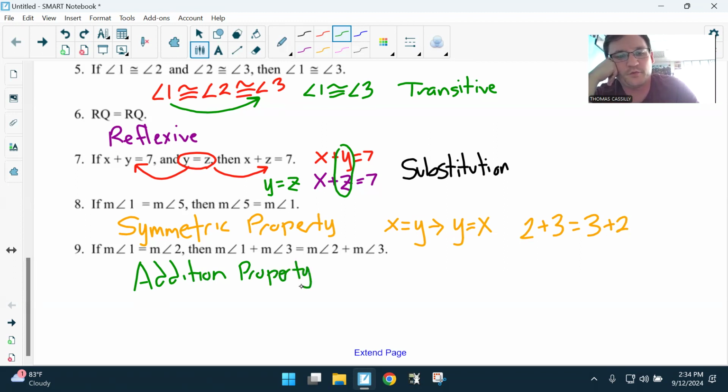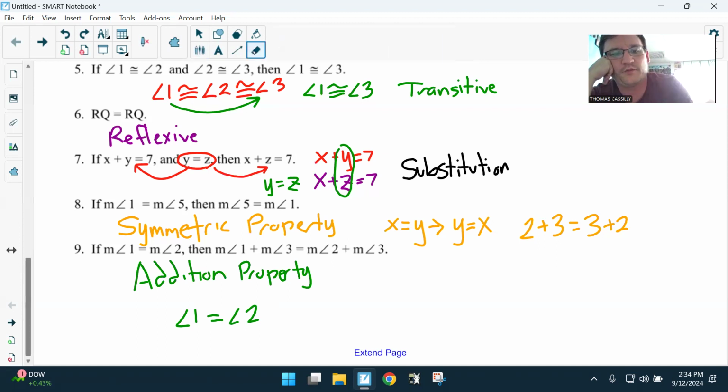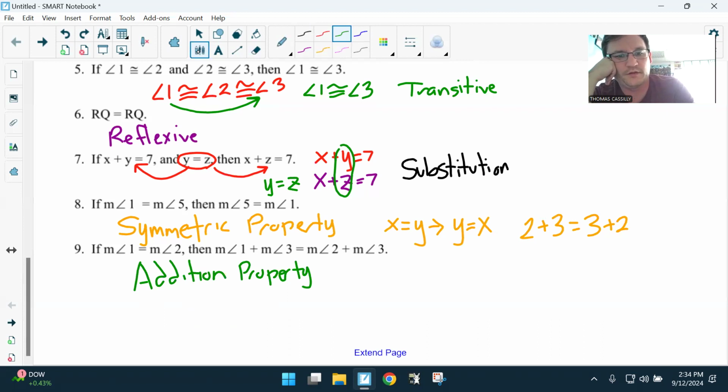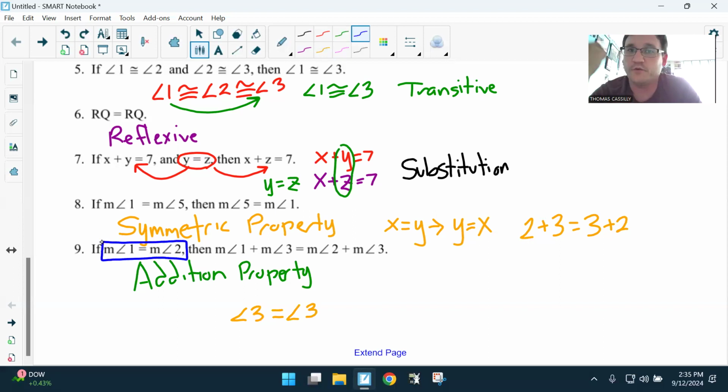So basically, we're starting out with angle 1 equals angle 2. That's what they're giving us. And then they're saying angle 1 plus angle 3 equals angle 2 plus angle 3. So here's what we have. I'm going to start with an angle 3. Angle 3 equals angle 3. That is the reflexive property.